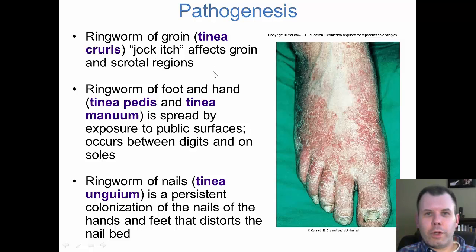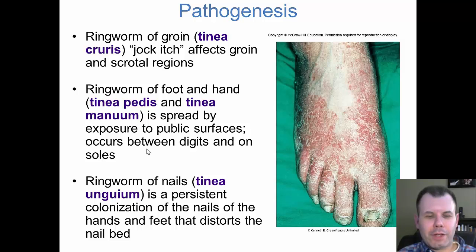And again, warm, moist places. Don't have to tell you too much about that. Ringworm of the foot is Tinea pedis and Tinea manuum. And again, it's spread by exposure to public surfaces. So if you use places like the Y or workout clubs and spas, you always really want to protect your feet, especially in showers, because if people have this and you have open wounds on your feet, it's very common to get that from a public area.